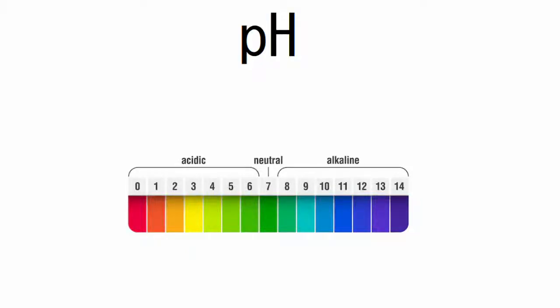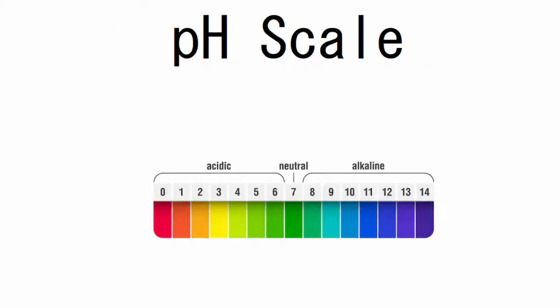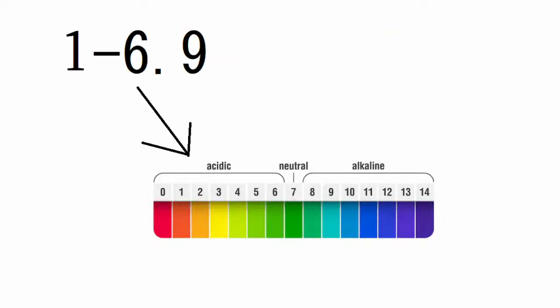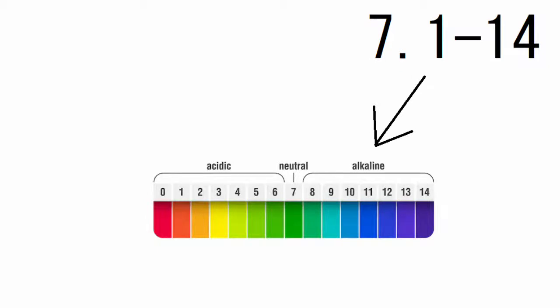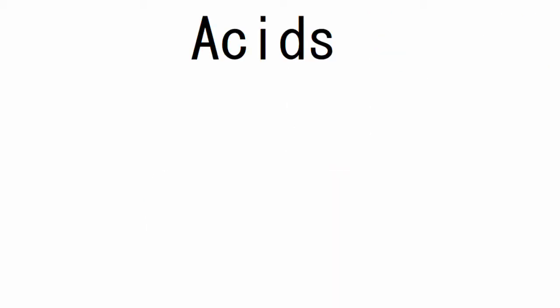Today we're going to be talking about pH. So what is pH? Well, basically it's a measurement of how acidic or basic a substance is. To measure this, we use a scale of 1 to 14. Anything less than 7 is going to be acidic, while anything above 7 is going to be basic. At 7, it's neutral.